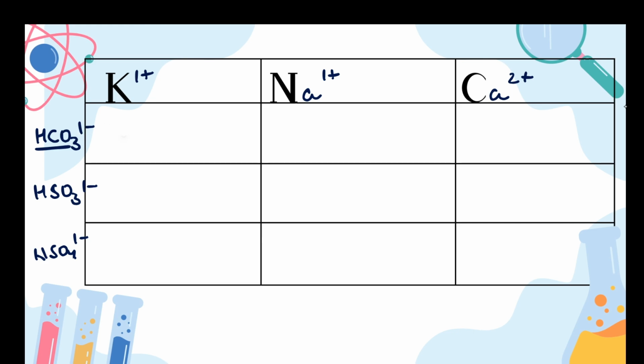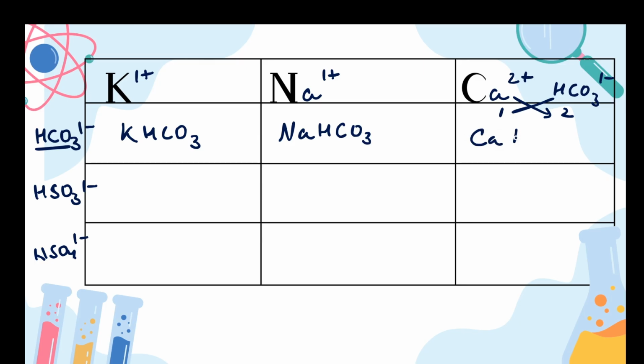How to write potassium bicarbonate? Again, it is simple because both of the ions are carrying the same charge, so it becomes KHCO3. Sodium bicarbonate is NaHCO3. For calcium bicarbonate, the calcium valency goes to bicarbonate and the bicarbonate valency goes to calcium, so it becomes Ca(HCO3)2, and this radical we keep within brackets.